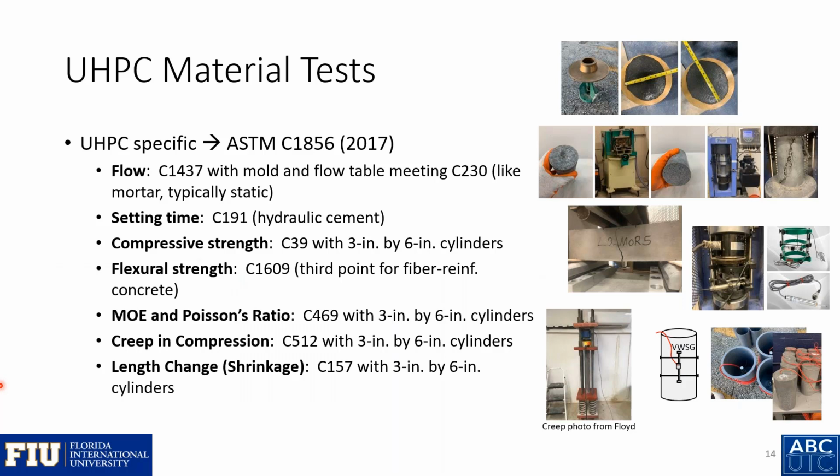So with UHPC, now I'll start talking about some of the different material tests. In terms of standardized tests, there's an ASTM C1856 that's specific for UHPC materials. And this ASTM standard basically refers you to other ASTM standards with slight modifications for UHPCs. So, referring to C39 for compressive strength, but we're using a smaller cylinder, so 3 inch by 6 inch cylinder. And as Dr. Floyd mentioned, a higher load rate. They also give definitions for flexural strength, modulus of elasticity and Poisson's ratio, creep in compression, and then length change or shrinkage.